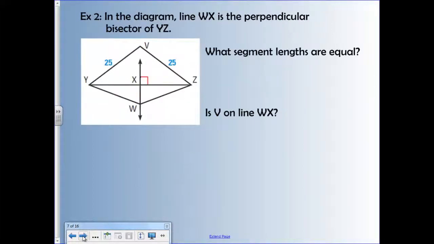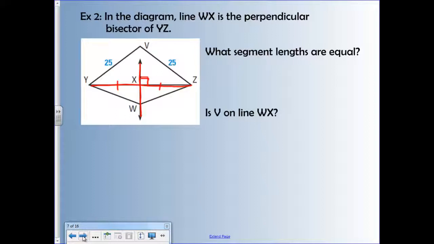How about here? In the diagram, line WX is the perpendicular bisector of YZ. I'm like, hold on. Let me look at my picture and figure out what's going on. WX is my perpendicular bisector of this line. So if it's bisecting, that tells me those two parts are equal, right? Mark your picture, draw on it so you see what you're talking about. What segment lengths are equal? Raise your hand and tell me what segment lengths are equal. Yeah, 25 and 25, those are equal. They're both labeled the same.